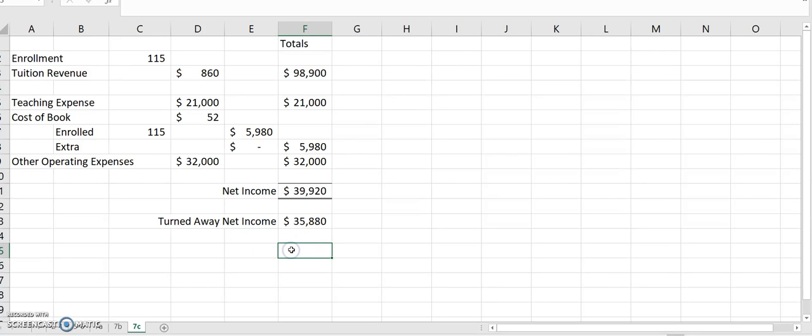So what's that equate to? Well, the cost to turn them away was in essence the difference in the net income, or $4,040. So by not being able to accept those students, we were out of $4,000 in net income and profit. So pretty significant there. Kind of puts a hurt on our operation. So let's see here.